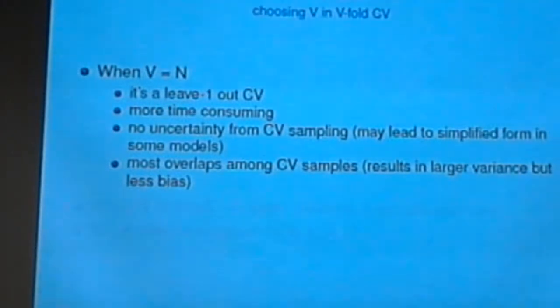It's more time consuming doing this, because you have to do n passes. Every time you leave one out and build the model on the rest, and you validate on the left-out sample. So you have to do it n times. So it is more time consuming.